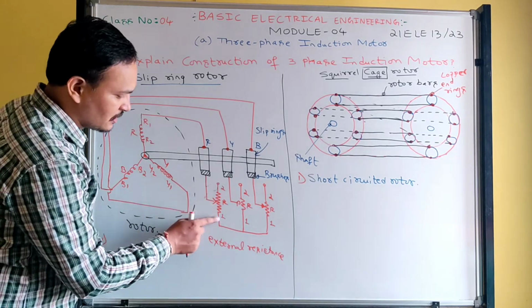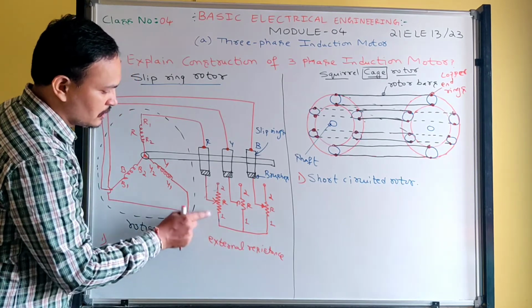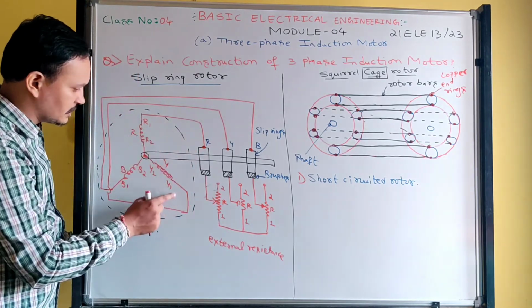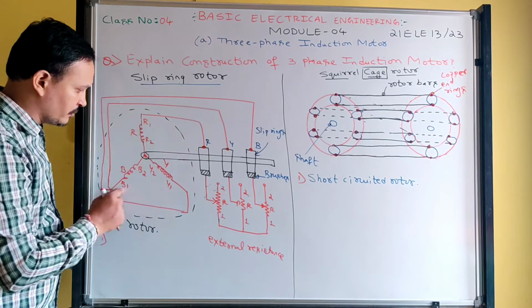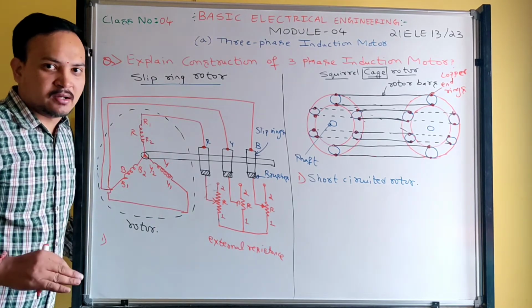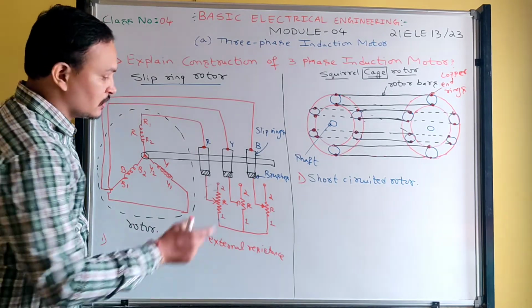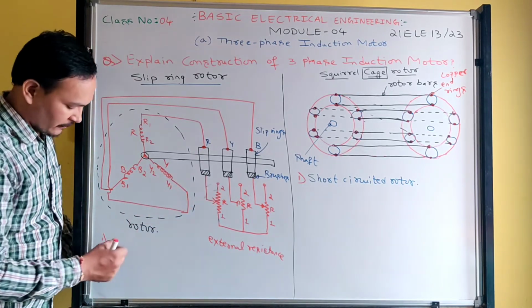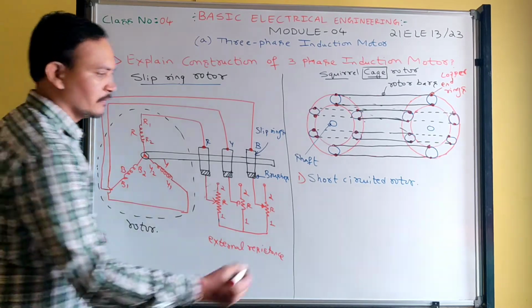At starting, we connect here and everything is shorted. What are all these points? All are finishing ends. If I join all the finishing ends R1, Y1, B1, everything becomes shorted, no? When is it happening? Only at start. In running condition, the rotor windings are not shorted. That point you must write here. Okay, next.